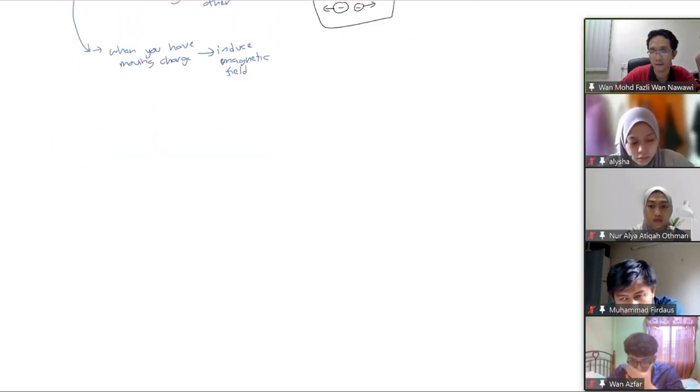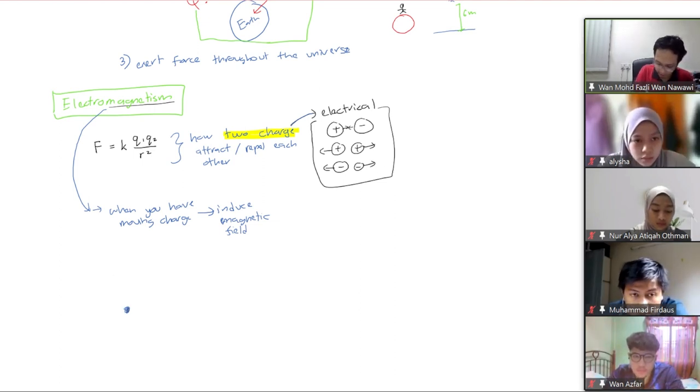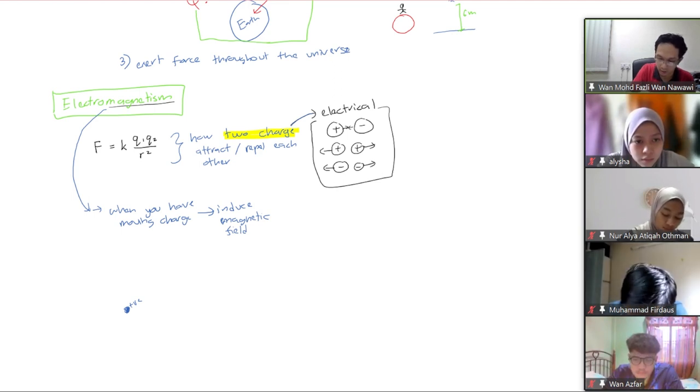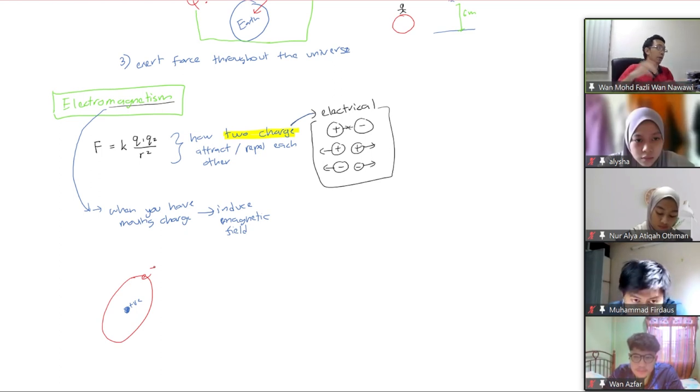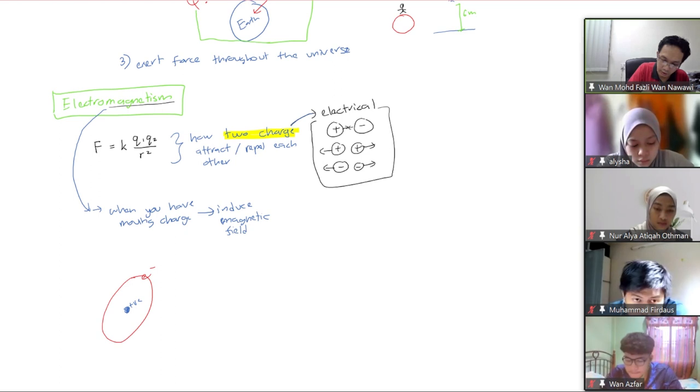Even if you think about it, for example, every atom in the universe has a positive part, and then you have the negative electron, and this electron is also moving, and then you have the neutron here.